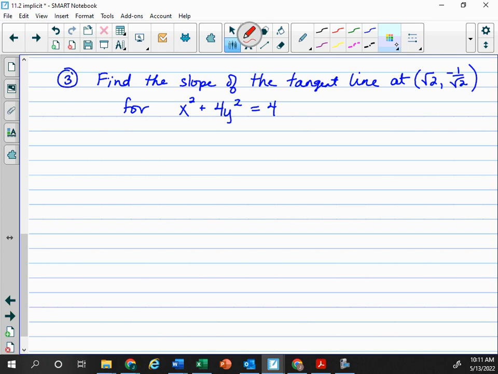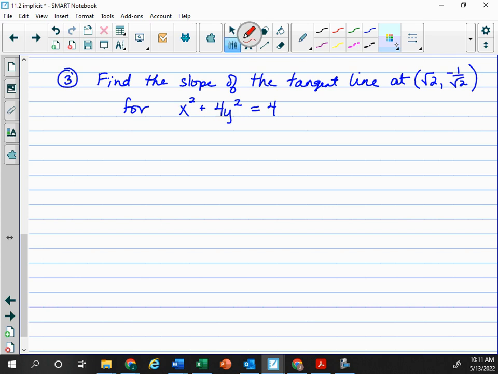When you see slope of the tangent line, what should you think of? Find the derivative, right? Do you have to use the limit definition of the derivative, or can I use the shortcuts? I can just use the normal power, product, implicit, all of that, okay?